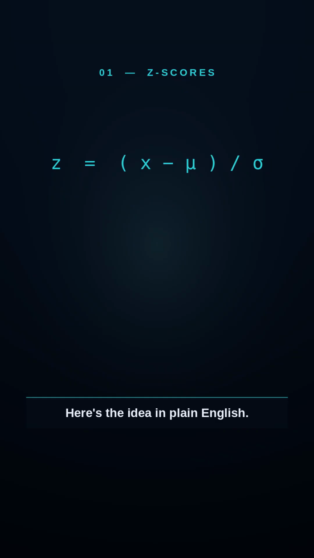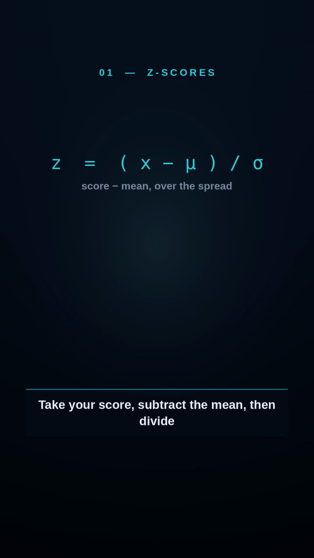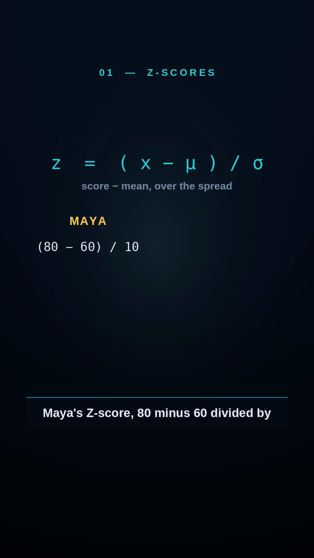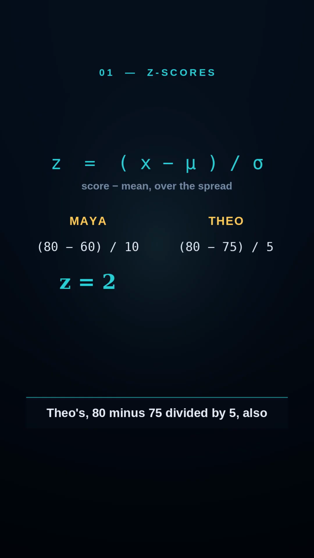Here's the idea in plain English. Take your score, subtract the mean, then divide by the standard deviation. That's it. Maya's z-score? 80 minus 60 divided by 10, that's a 2. Theo's 80 minus 75 divided by 5, also a 2. Okay, tie game in this case.